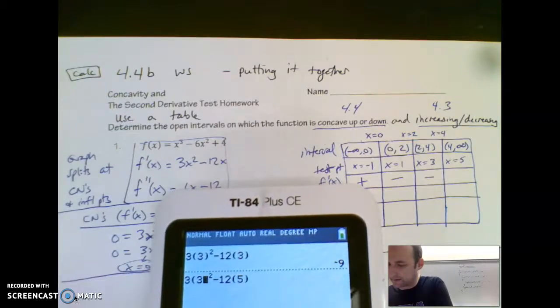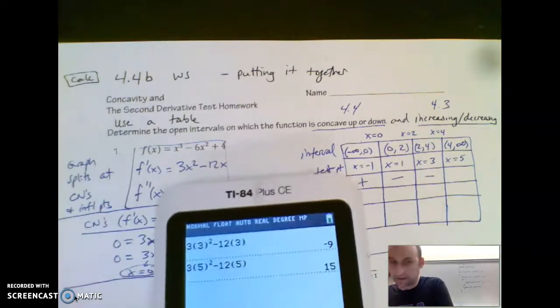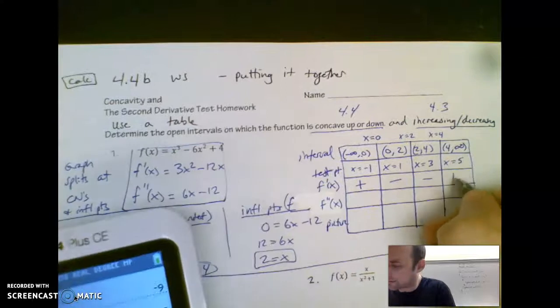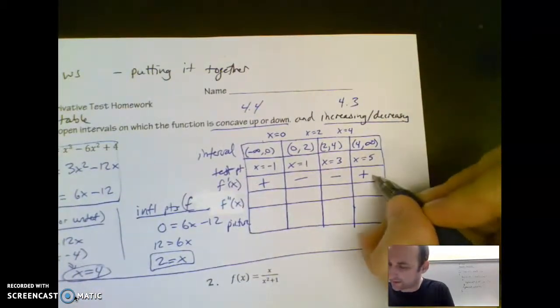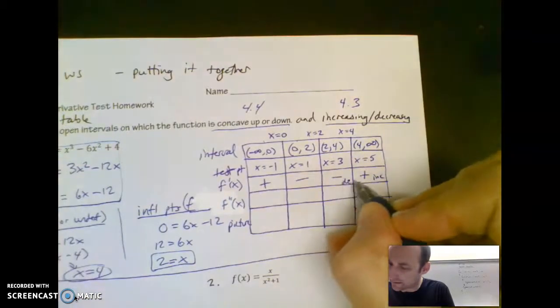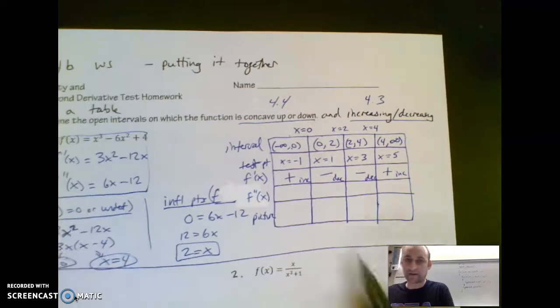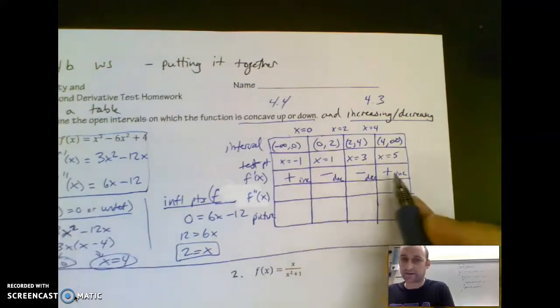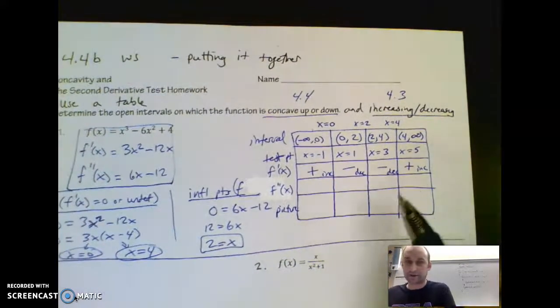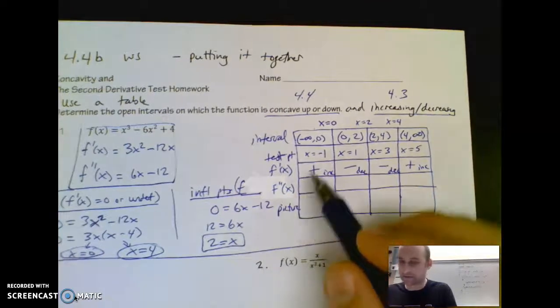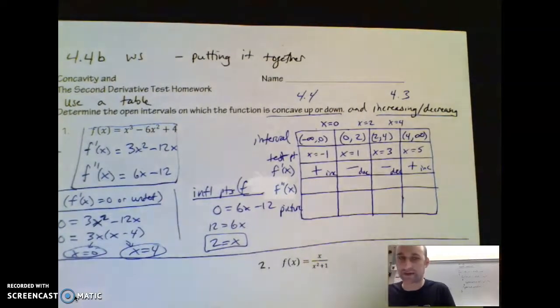And then if I go back up and put 5s in there, I only care if it's positive or negative. I get a +15. So remember, your first derivative tells you if it's increasing or decreasing. So my graph is going up, it's going down, it's going down, it's going up on those chunks. Okay, so now my second derivative tells me if it's concave up or concave down.